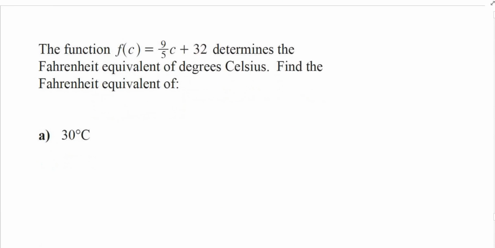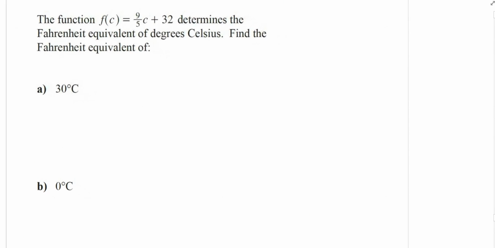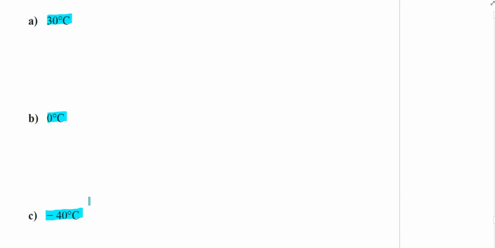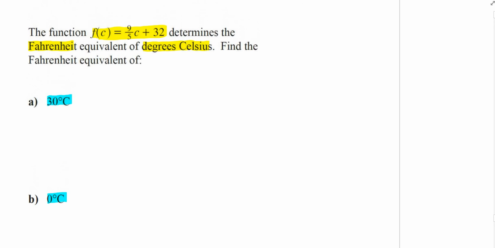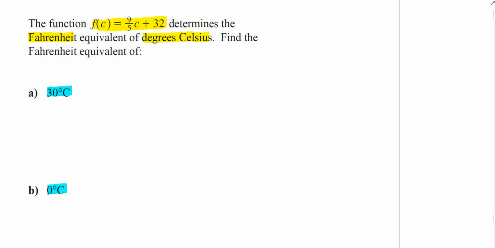Okay, and then finally for this homework video guide, we have a few word problems to figure out. So for question 15, I'm given that a function f of c is 9 over 5c plus 32, and this determines the Fahrenheit equivalent to degrees Celsius. And I need to find the Fahrenheit equivalent to the following temperatures here. So I have 30 degrees Celsius, 0 degrees Celsius, and I also have -40 degrees Celsius. Basically we're given the temperature in Celsius, and we need to convert that into Fahrenheit. Similar to if you're given hours, you want to convert to minutes. So similar idea.